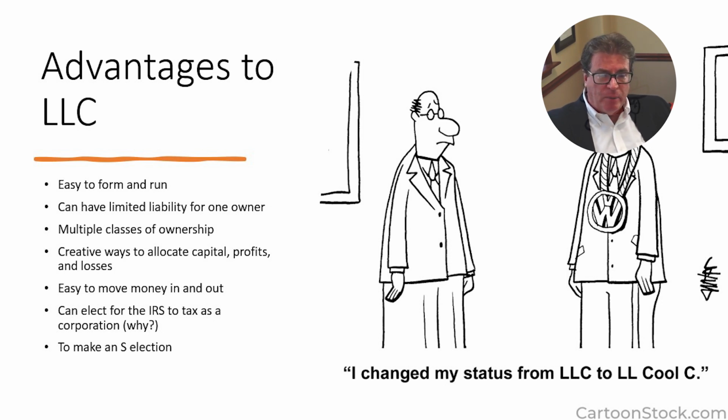So to recap a little bit, the advantages of an LLC: they're easy to run and form. You can have limited liability for one owner. You can have multiple classes of ownership, creative ways to allocate capital, profits, and losses, and it's easy to move money in and out. And you can elect for the IRS to tax it as a corporation, to make an S election if you wanted to. So primarily our recommendation to folks is, look, in Texas, if you want liability protection, form an LLC. It gives you the most flexibility, and it's the easiest to administer.